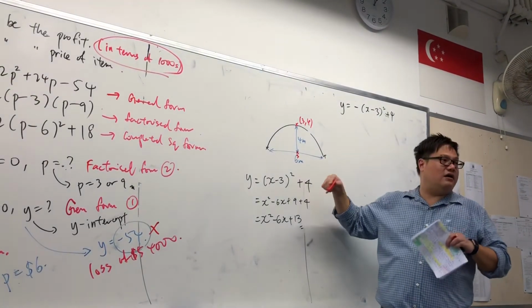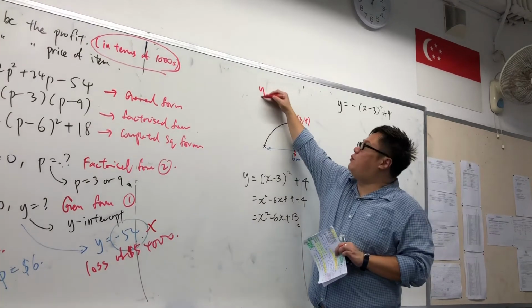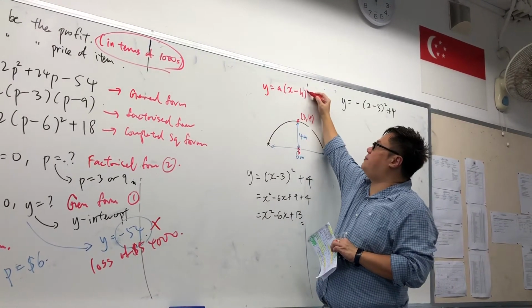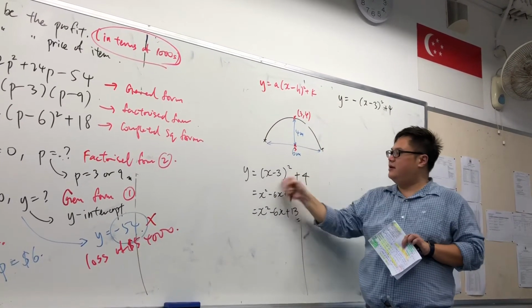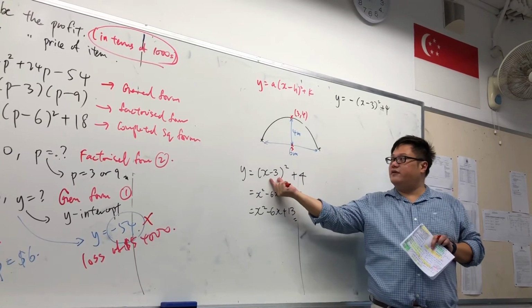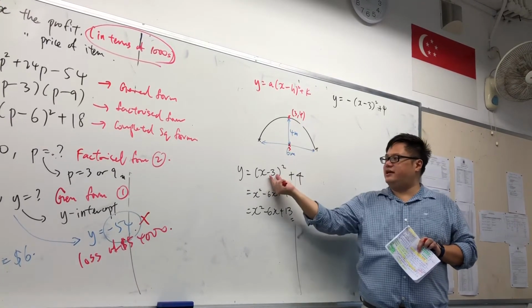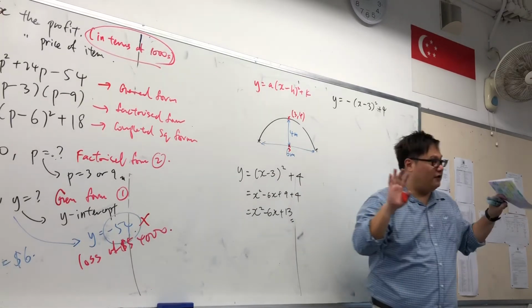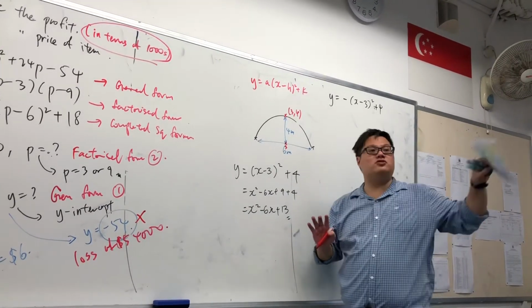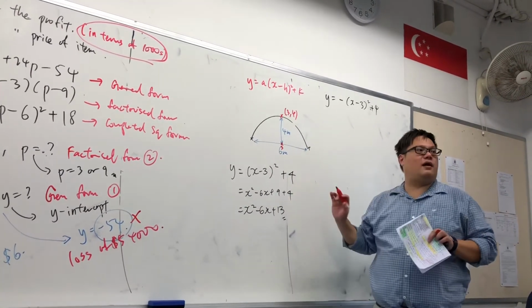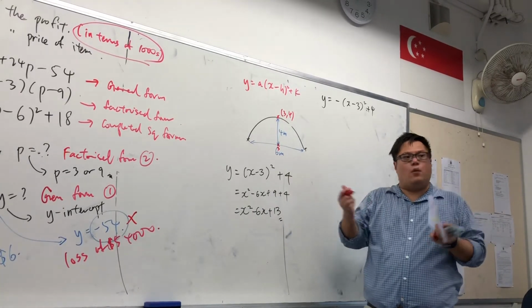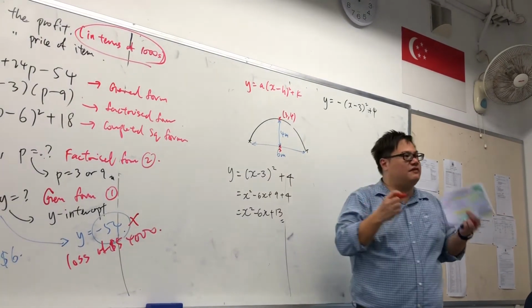So she used the completing the square form, y equals a(x minus h) squared plus k. So she simply plugged in h is 3, and then your k is 4. I walked around, most of you have this answer, but can someone explain to me why this idea itself is not sufficient?